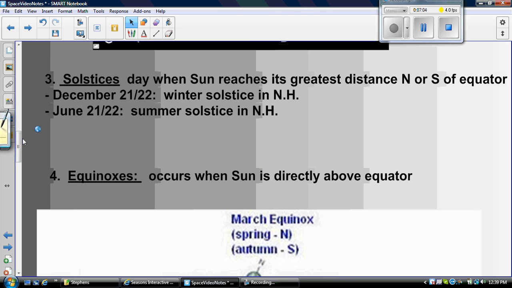Okay, a solstice is a day when the sun reaches its greatest distance north or south of the equator. That happens 2 times during the year. December 21st, December 22nd are the winter solstice in the northern hemisphere, and then June 21st and 22nd is the summer solstice in the northern hemisphere. Those dates are reversed for the southern hemisphere. So December would be the southern hemisphere summer solstice, and June would be the winter.